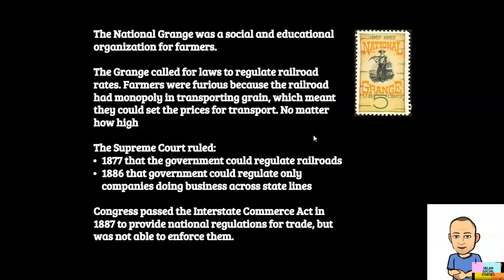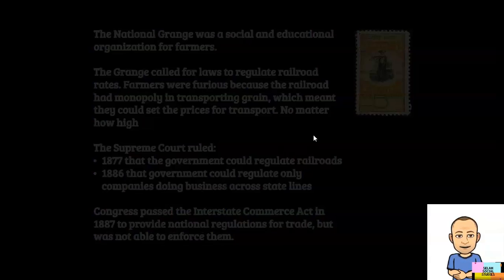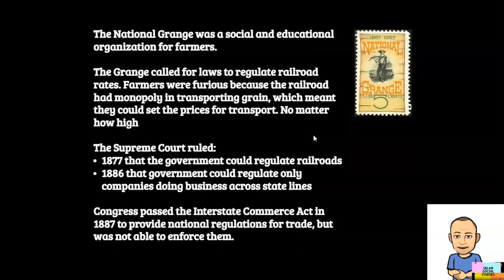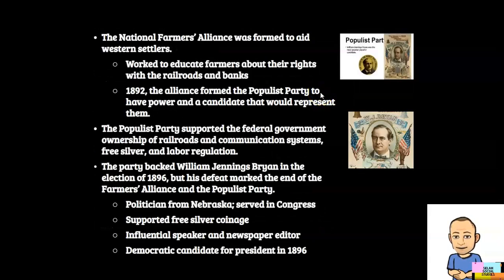However, in 1886, the government was like, nah, I can't regulate railroads, but I can regulate companies doing business across state lines. And this clash between the federal government and the railroad would erupt over regulation for years to come. And in 1887, Congress passed the Interstate Commerce Act to provide national regulations for trade, but they still weren't able to enforce them. Brings us to the free silver debate and William Jennings Bryan.